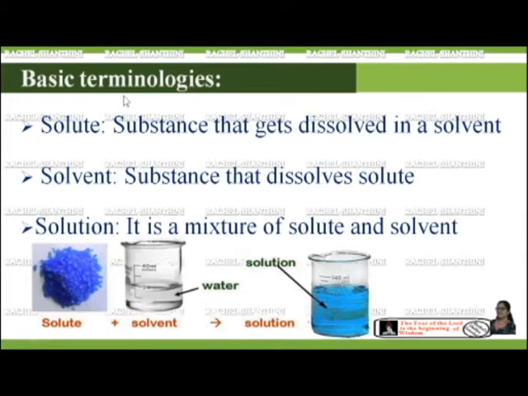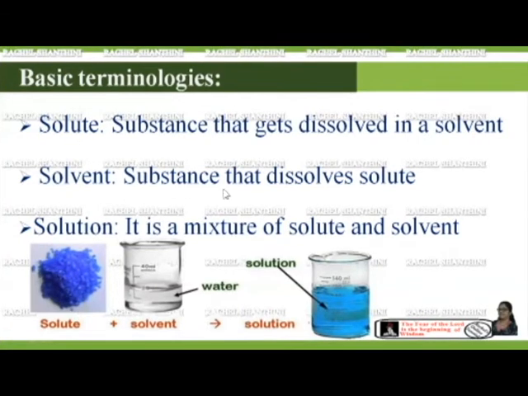Let us recall the basic terminologies used in this concept. Solute. Solute is a substance that gets dissolved in a solvent. For example, if you take salt, it gets dissolved in water. So, salt is an example for a solute. Solvent. Solvent is a substance that dissolves the solute. Here, water dissolves the salt. So, water is an example for a solvent.